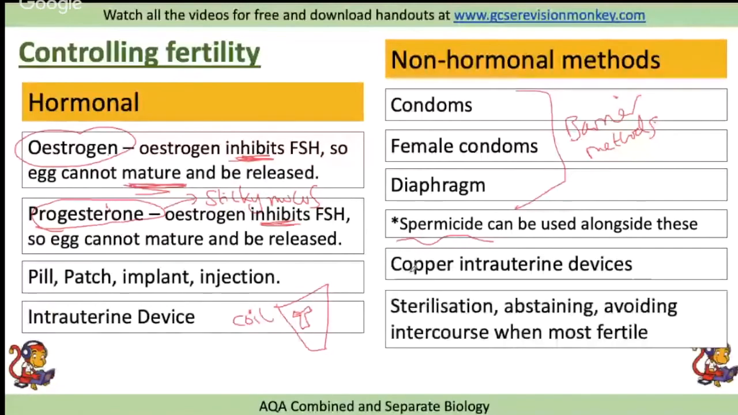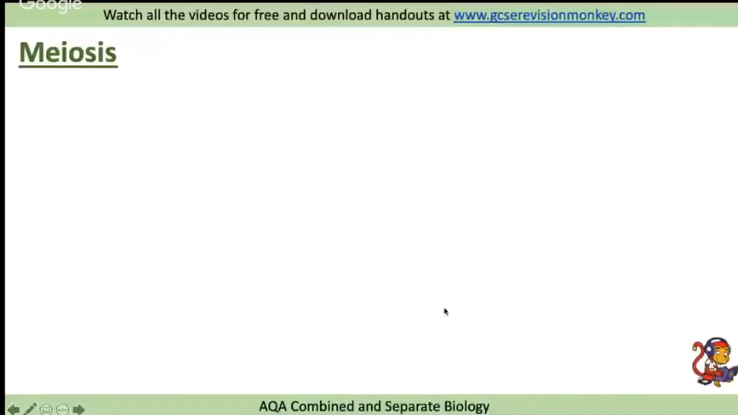There are also permanent methods such as sterilization that you could use for the male or the female. Abstaining, which is avoiding intercourse or avoiding intercourse when you're going to be most fertile. So avoiding intercourse around that day 14 when the egg's released will help. Okay, meiosis then.